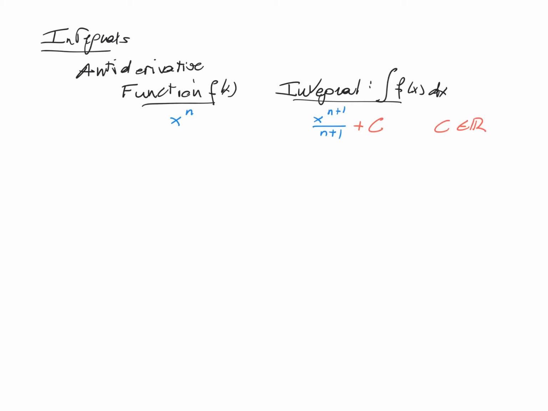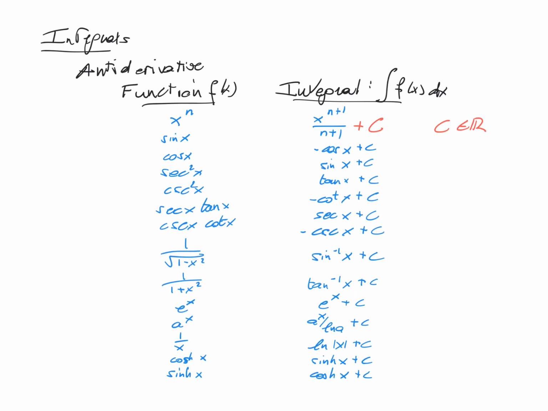And in the same way, we can find the following list of formulas using the formulas we know for the derivative. These formulas hold because we know the formulas for the derivative. For example, if the integral is sine x plus c, then we know that the original function has to be cosine of x. Why? Because the derivative of sine x plus c is equal to the cosine of x.